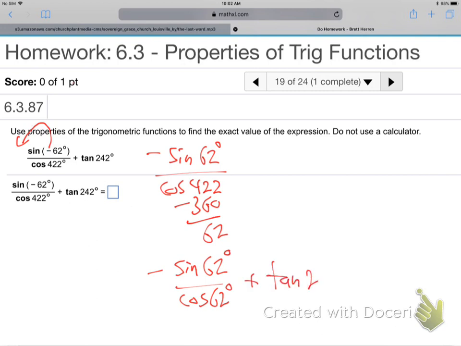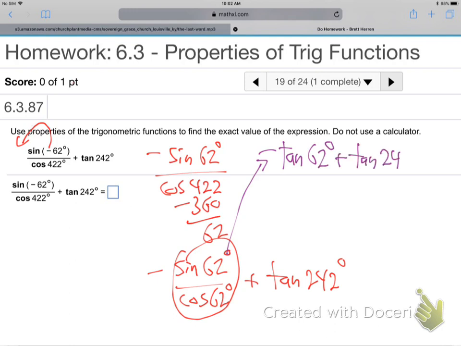Plus tan 242. Everybody good so far? You see what I've done is pulled the negative to the front, subtracted 360. And what is sine over cosine? Tangent. So we're getting close. Can you feel it coming? This is minus tangent 62 plus tangent 242, right? At this point, this 242 is not more than 360, so we can't subtract 360.